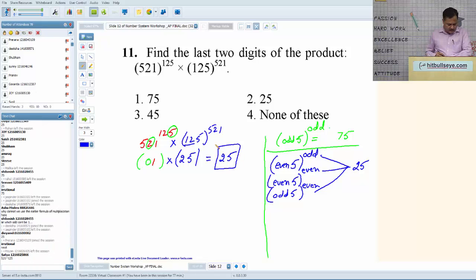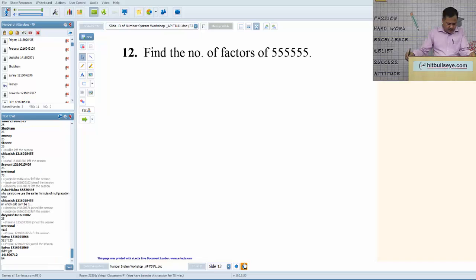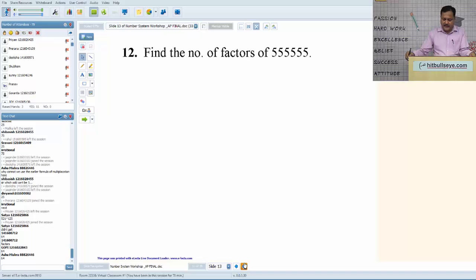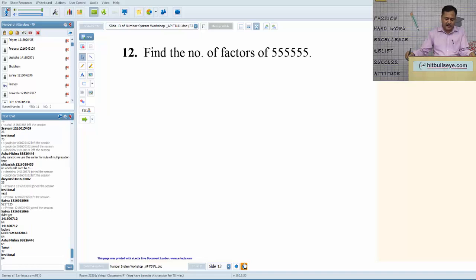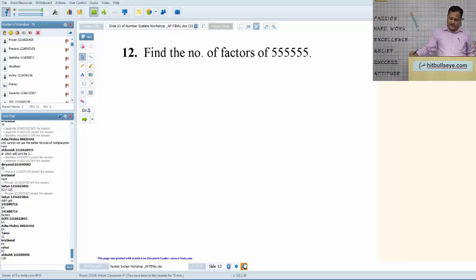So let us start with the next question. Find the number of factors of 6 times 5. See, for the basics of last 2 digits, please watch our videos on YouTube at hitbullseye.com. So our next question is the number of factors of 555.